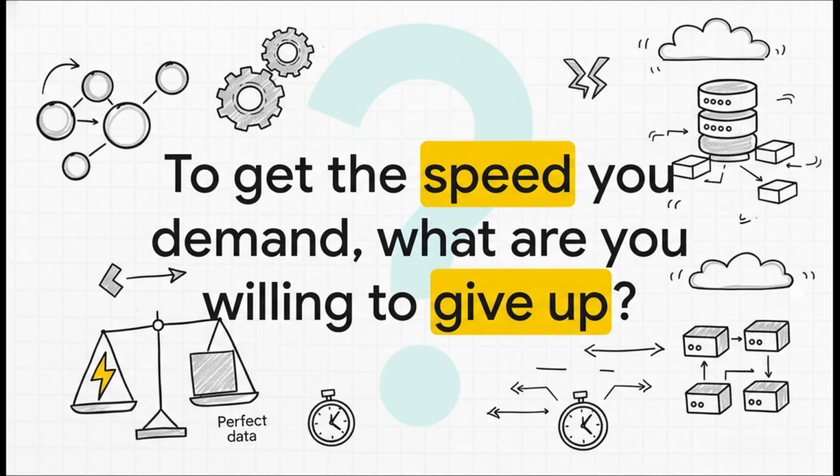So you see, building these massive instant systems we rely on every day is a constant balancing act. To get that incredible speed and reliability we all just expect, architects have to make some really tough choices. Which brings us to the final question I want to leave you with. In that trade-off between having perfect, up-to-the-millisecond data versus having a system that's always on, what are you willing to give up?